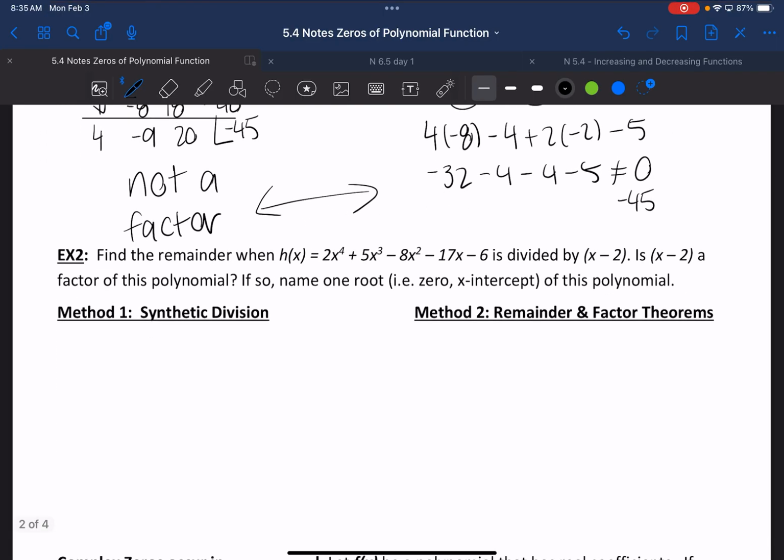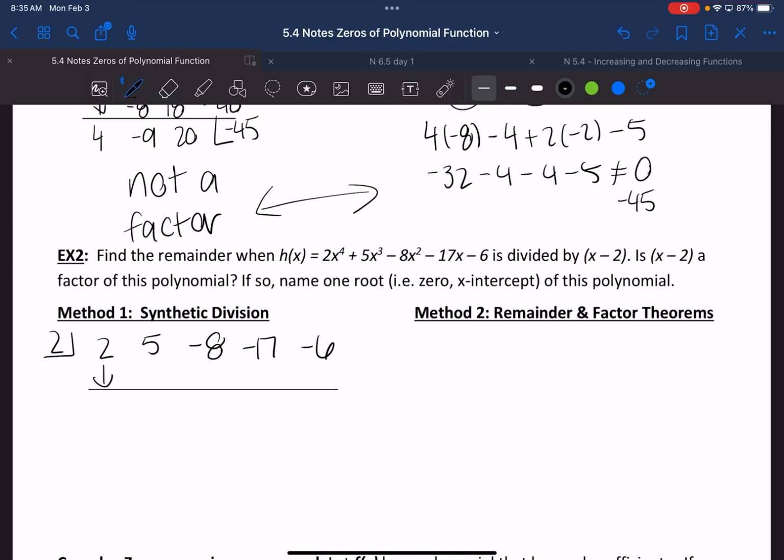All right, so let's check example number 2. This time they tell us the factor is x minus 2. So when I do synthetic division, I'm going to actually put positive 2 in here, right? Okay, so we'll have 2, 5, negative 8, negative 17, and negative 6. So I'm going to bring down that first term. We multiply and add, multiply and add, multiply and add.